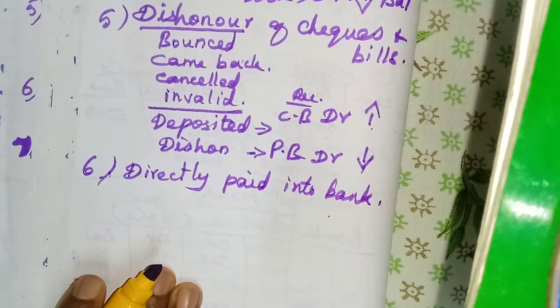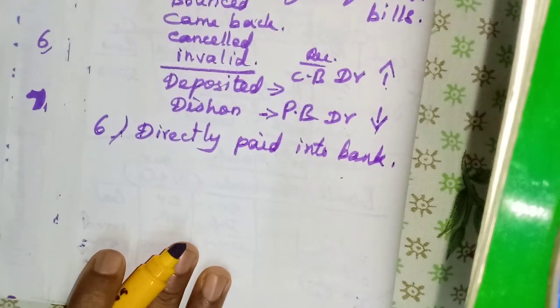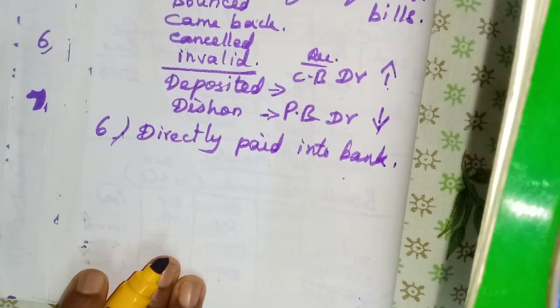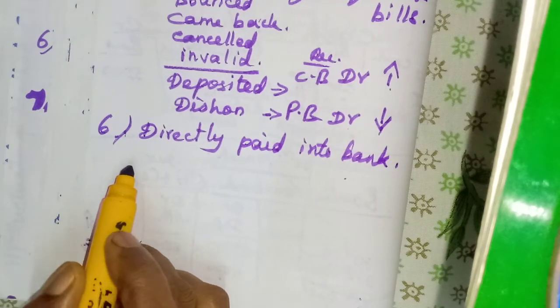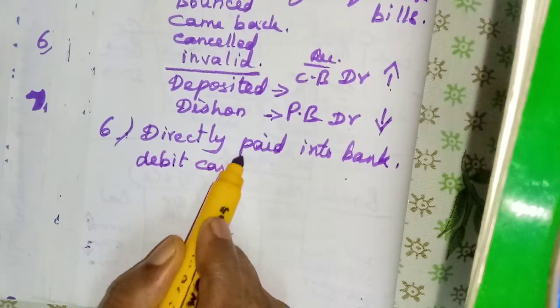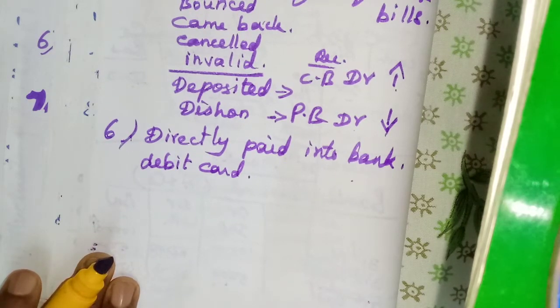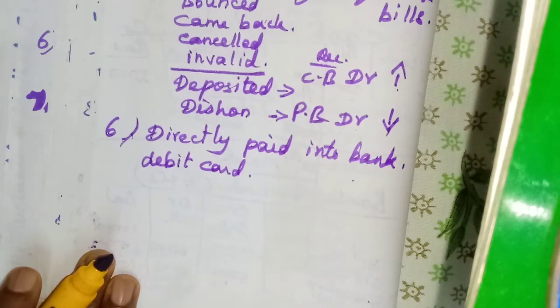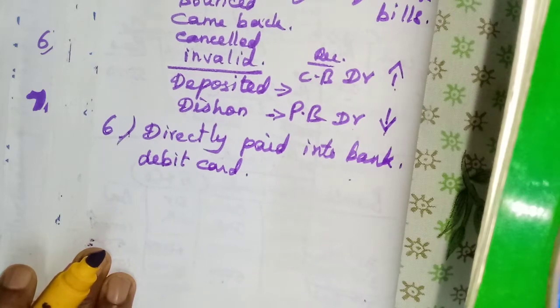Our customers sometimes may directly pay into the bank. In many ways they can deposit the money into the bank account. They can pay cash in the bank, or through debit card or credit card, or they can deposit the cash in the cash deposit machine or any other online facility. They can deposit the money in our bank.